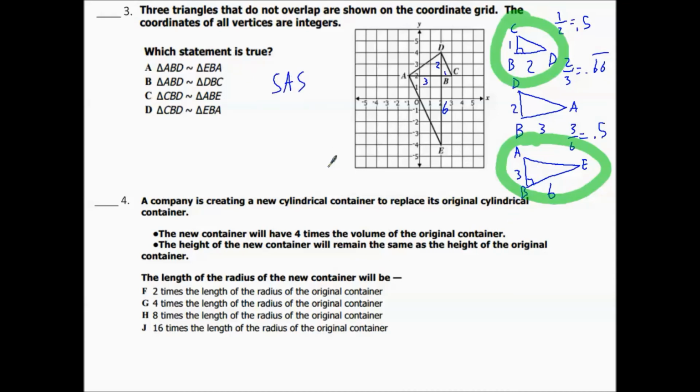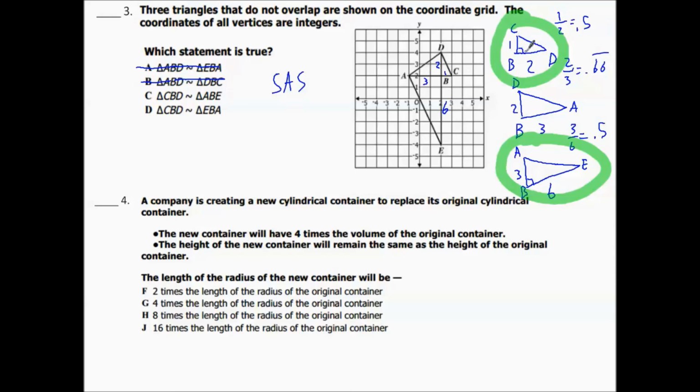So now the last thing we have to do is find the statement that matches these up in the right order. We need one that matches CBD with ABE. Not that one, not that one of these two. And you'll look, they're trying to be tricky. See how we have CBD is similar to, and they switch the order of them? So check it out, CBD. Let's follow that in order.